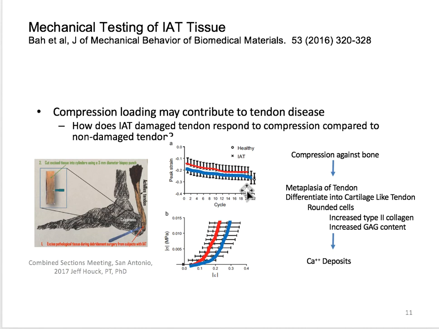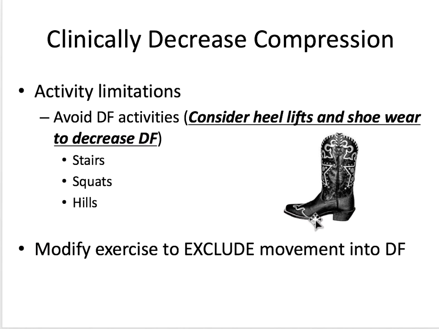And so the idea is that the tendon's getting a lot of compression at the calcaneus, which is causing it to undergo metaplasia and differentiate into cartilage-like tissue, which ultimately can express itself as calcium deposits in the tendon. But this is a fairly significant and painful condition. And so one of the key activities you're going to do in therapy is decrease that compression.